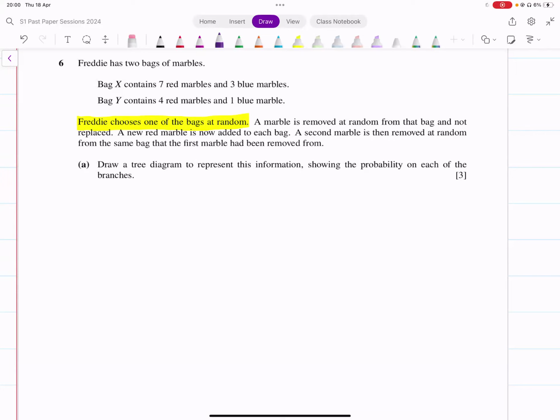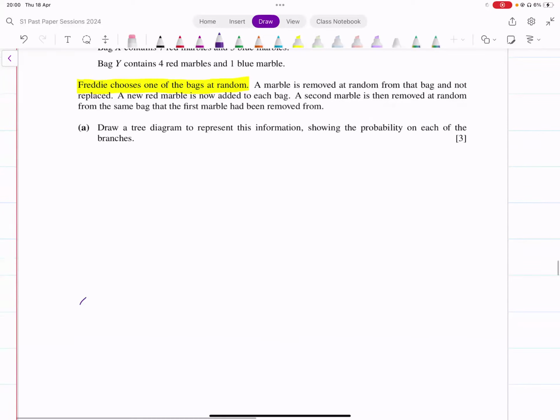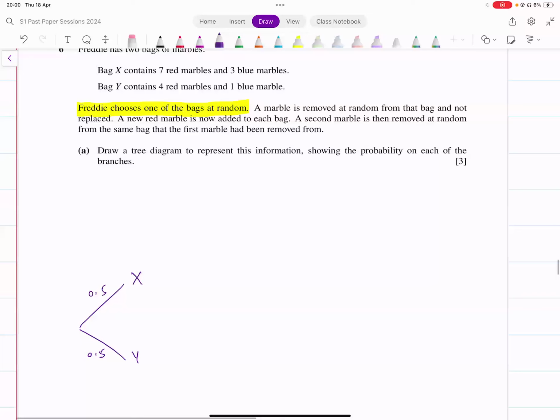Now, if it's being chosen at random, that means the probability of choosing X or Y is basically equal. So you have 2 possibilities. First of all, you could either choose X or Y. They have equal probabilities. So this is 0.5 and this is 0.5, because we're choosing randomly. A marble is removed at random from that bag. So whichever bag is chosen, one marble is removed from that bag and not replaced.